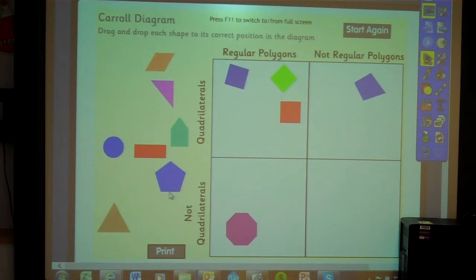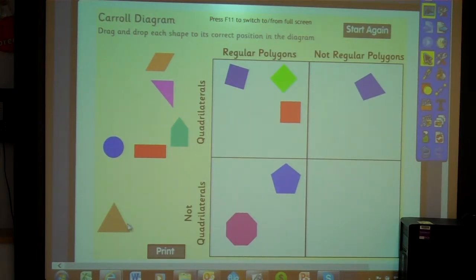So let's take this shape here, which has got 1, 2, 3, 4, 5, a pentagon, 5-sided shape, and all those sides look the same length to me, so it's regular. I'm just going to play with this one a bit. So I know it's not a quadrilateral, I know it's regular, but I'm going to just test it in the irregular bit, see what happens. Yes, I was right, it's going to pop away, so I need to put it in the not quadrilateral and regular. Here we go, and it should stay there.